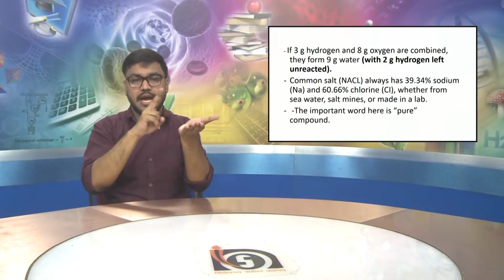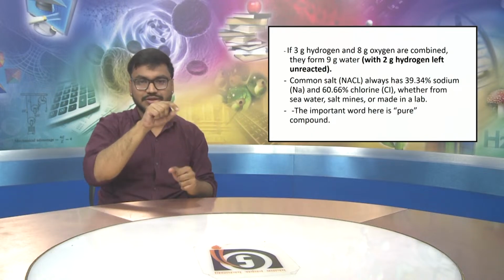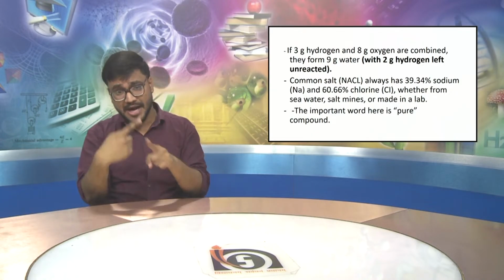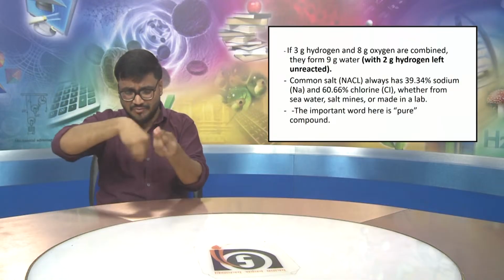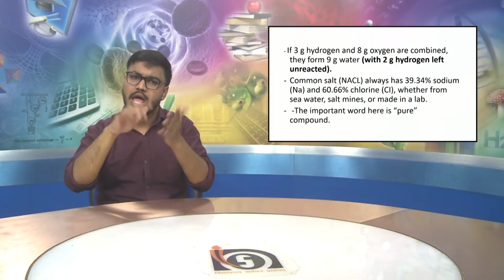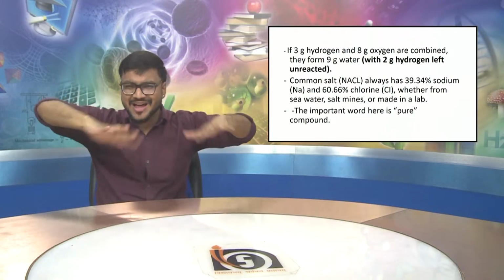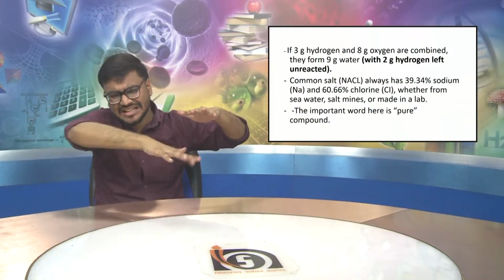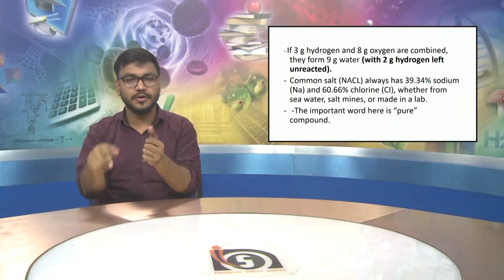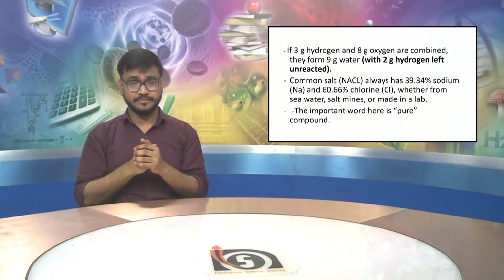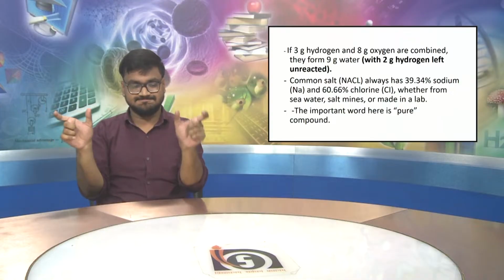Next, if we talk about common salt, which is NaCl, it always has 39.34% of sodium, which is Na, and 60.66% of chlorine, which is Cl, whether from sea water, salt mines, or made in a lab. But the important word here is the pure compound.